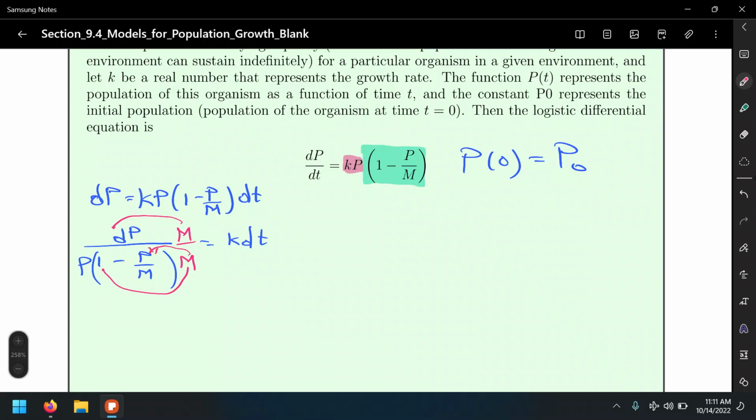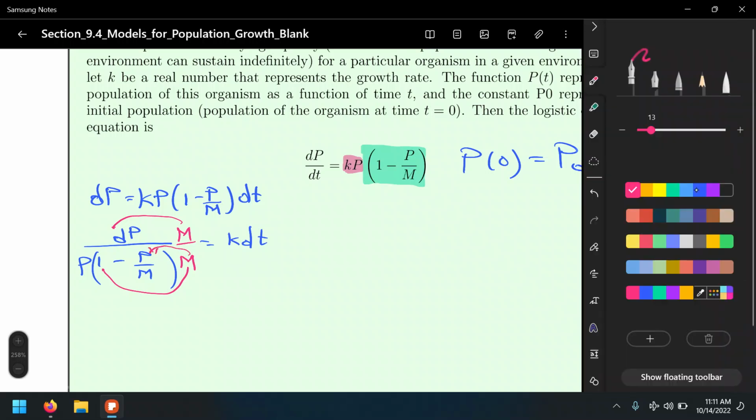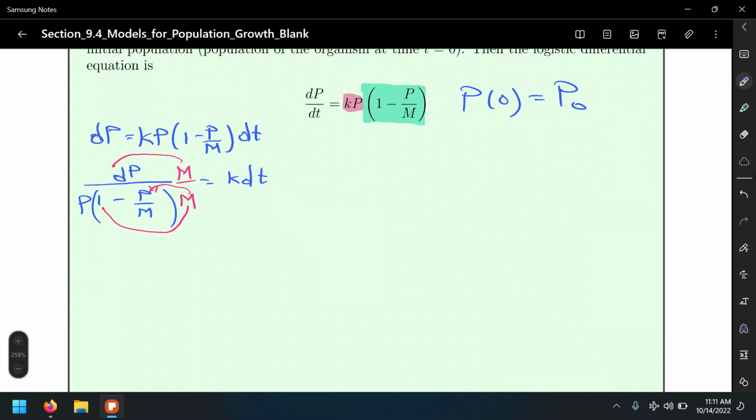What's going to happen in this case? Well, that's going to be m dp over p times 1 times m, which is m. And notice how when we distribute the m over the quotient p over m, the m's get canceled. That's just p. And see how friendly this looks? It looks a lot better than its predecessor. So I think we're ready to integrate.